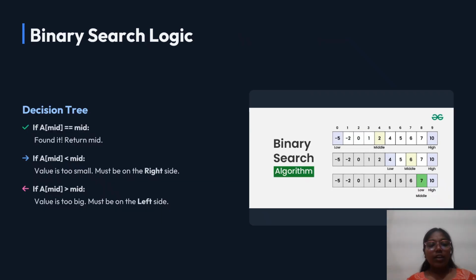Binary search logic, the decision tree. If A[mid] equals mid, then we found it, return mid. If A[mid] is less than mid, the value is too small, so it must be on the right side. If A[mid] is greater than mid, the value is too big, so it must be on the left side.